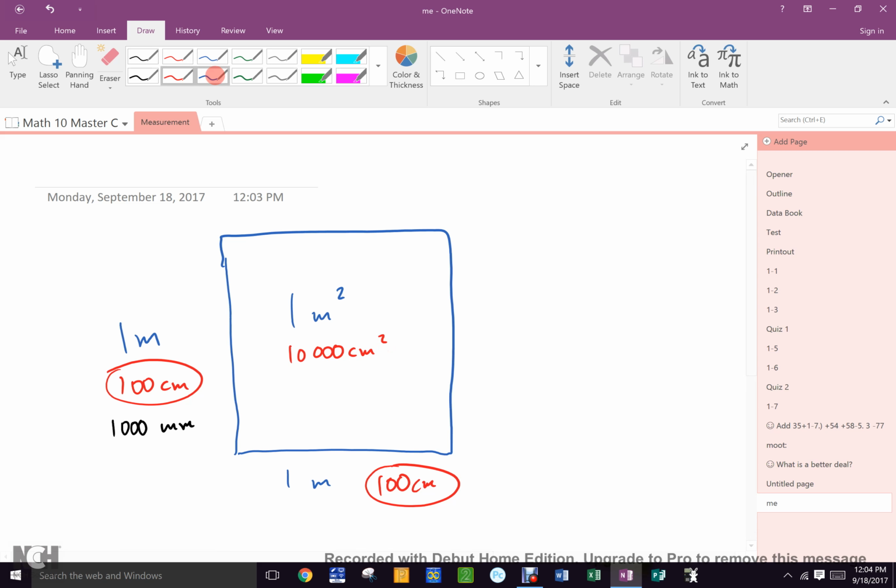Does everybody understand? What if I change to millimeters? What's 1,000 times 1,000? A million millimeters squared. Does everybody get it? Even though it only goes up in factors of 10, once I add another dimension, it's got to go up. It's got to go up by 10 as well. Does everybody get it? Okay? You got to remember you need to convert all your measurements if you're working in more than one dimension. Cool? Okay. Let's go back to where we were.